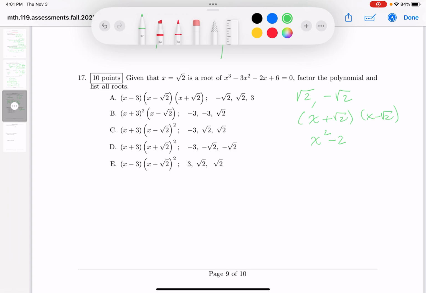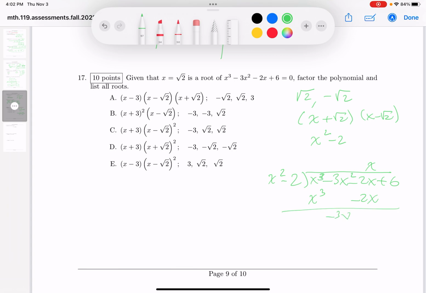If you want to do the long division, you can. Not necessary, but you can do it. That's x squared minus 2. I'm going to divide it into x cubed minus 3x squared minus 2x plus 6. That's a cube, by the way. So I would multiply by x. What do you get there? x cubed minus 2x. Subtract.